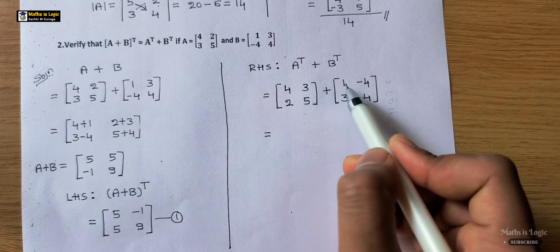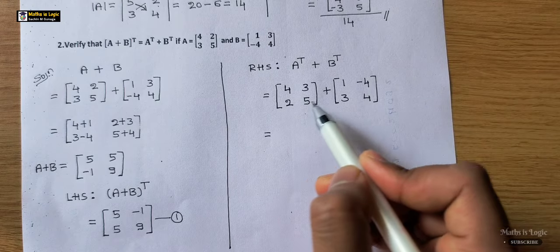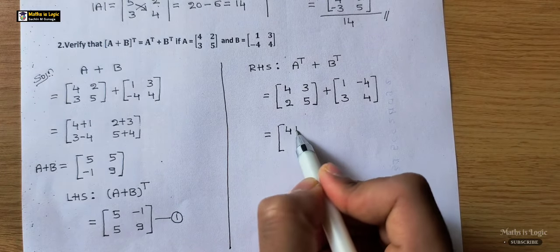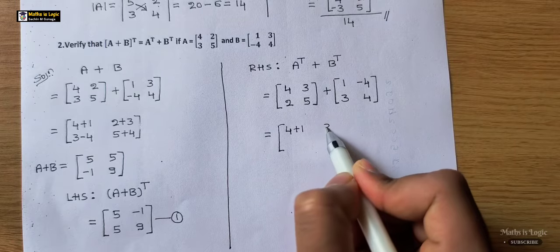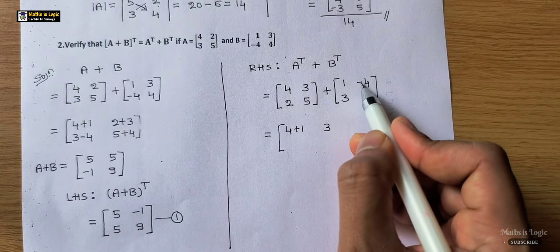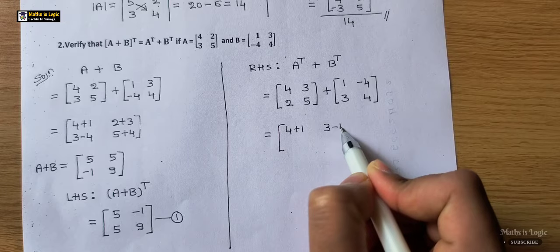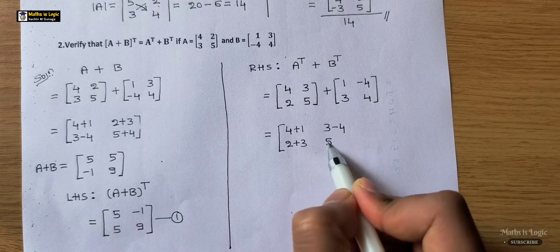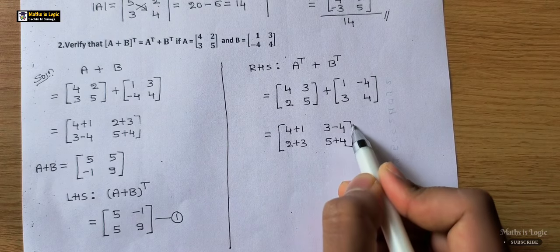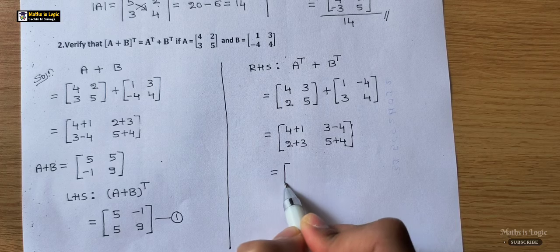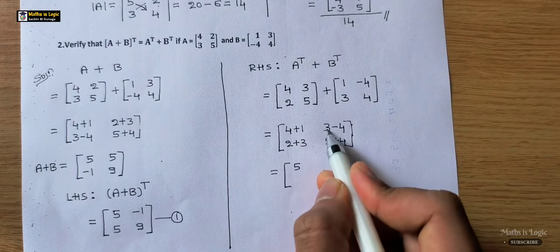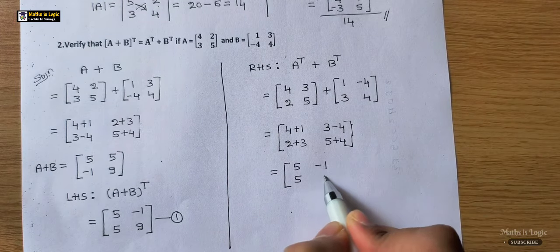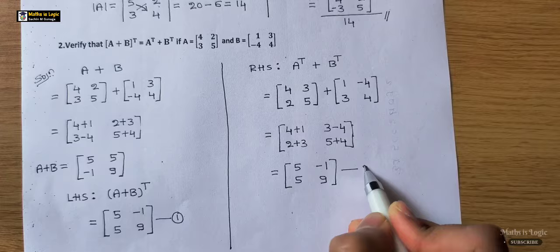Rule is again first element with first element, second element with second, third with third, fourth with fourth. Therefore 4 plus 1, next second element 3, outside positive sign, inside negative sign, so plus into minus is minus 4, third with third 2 plus 3, fourth with fourth 5 plus 4. So now add and subtract, therefore which is equals to 4 plus 1 is 5, 3 minus 4 is minus 1, 2 plus 3 is 5, 5 plus 4 is 9. So call this equation number 2.